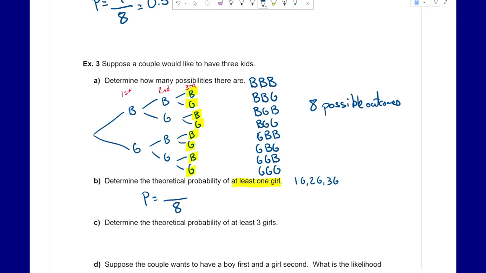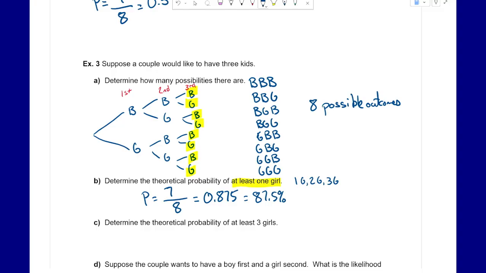So what you could do is just go back and count how many options are there where there's at least 1 G in my list of 3 letters. So it'd be 1, 2, 3, 4, 5, 6, 7. So there's 7 ways out of the 8. The only way that doesn't have at least 1 girl would be the one case where we have all 3 boys. So 7 out of 8. That doesn't reduce, but 0.875 or 87.5% chance of having at least 1 girl if they have 3 kids.